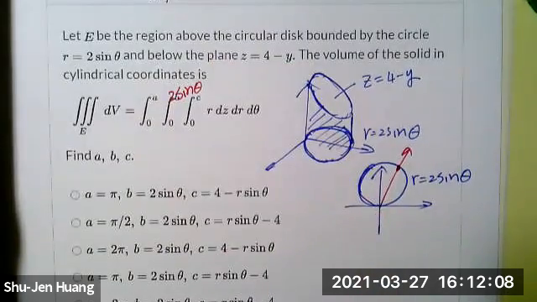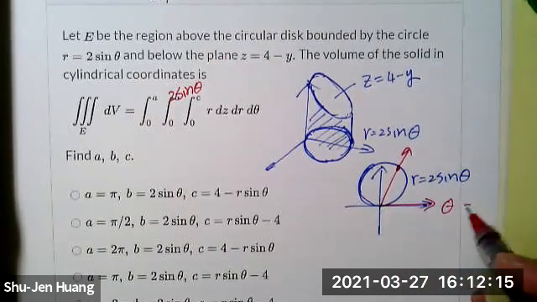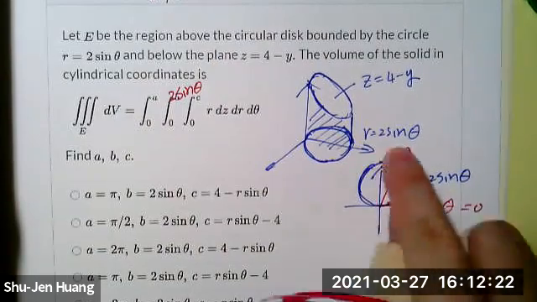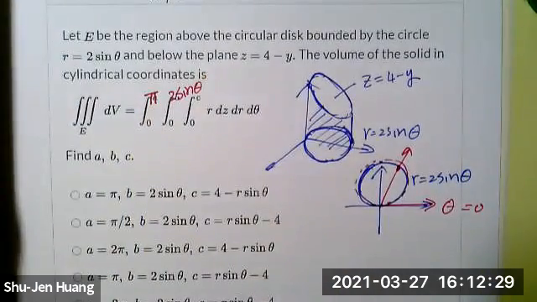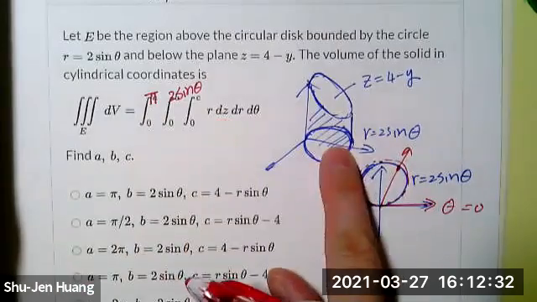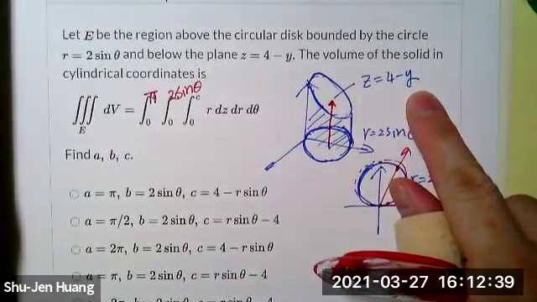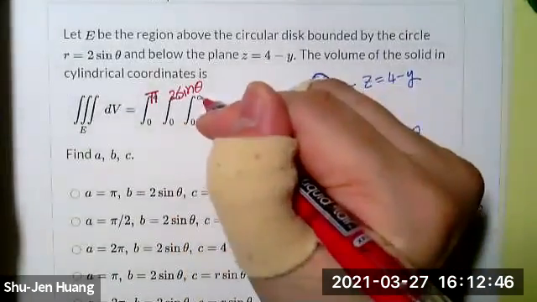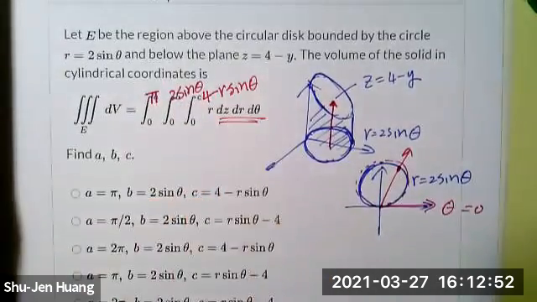And the angle theta, can anyone tell me what theta is from? 0 to pi. Yes, this is theta equals 0, and this is pi over 2 on the top. So from 0 to pi over 2, we get half a circle, and then go around. This is theta equals pi. Now to figure out the bounds for z, we look at the solid here. It's from the xy plane until it touches the plane z equals 4 minus y. So it's from 0 to 4 minus y, but now we are in cylindrical coordinates, so we write c equals 4 minus r sine theta. So now we have the bounds for cylindrical coordinates. Is that good? This is question 16.